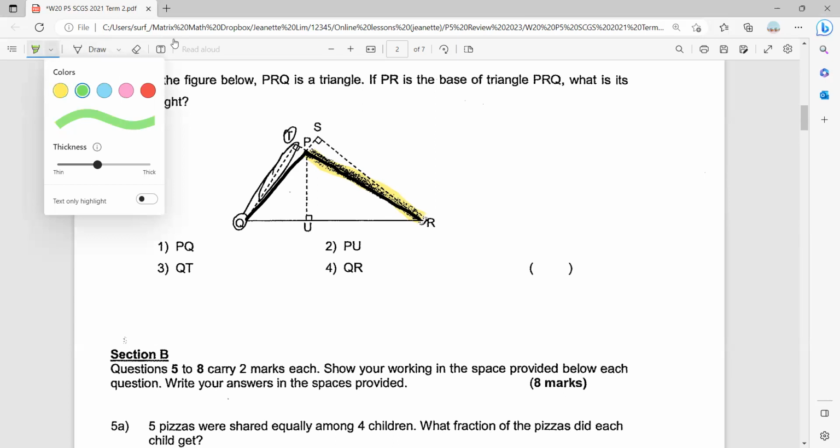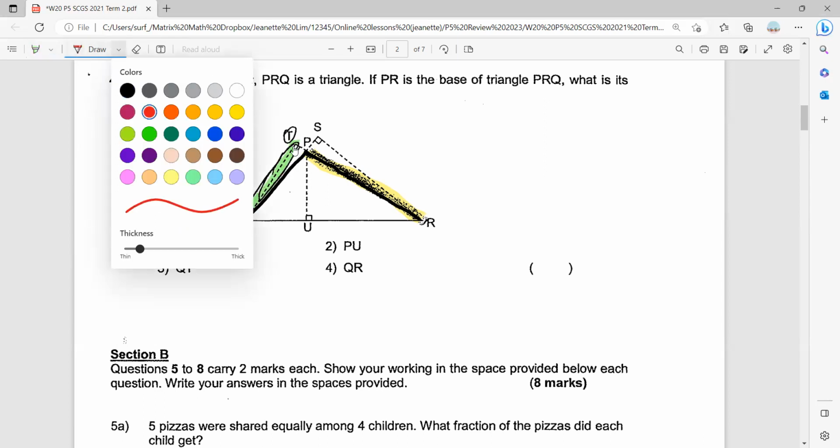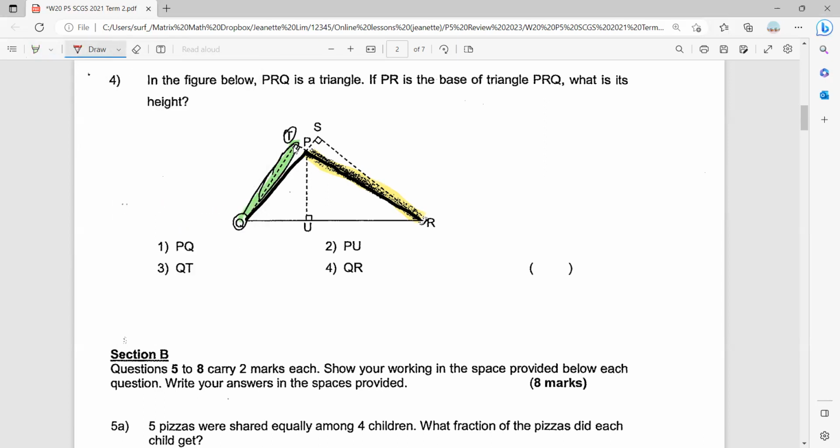Now, the height has to be perpendicular. You can see that there's a right angle there. So it has to be this one. Okay, so the answer is QT, which is 3. Must be perpendicular. The right angle is over here, not that one. This is the base, the yellow one is the base. So the right angle you have to use is over here.